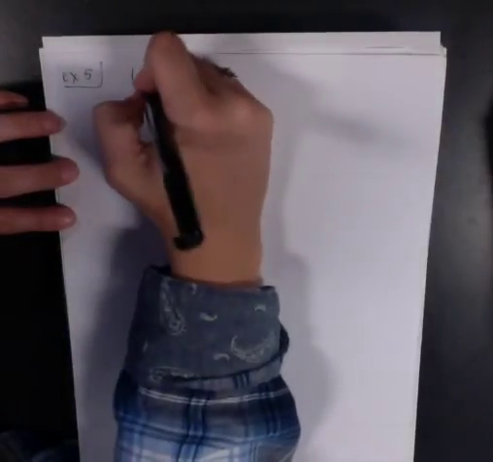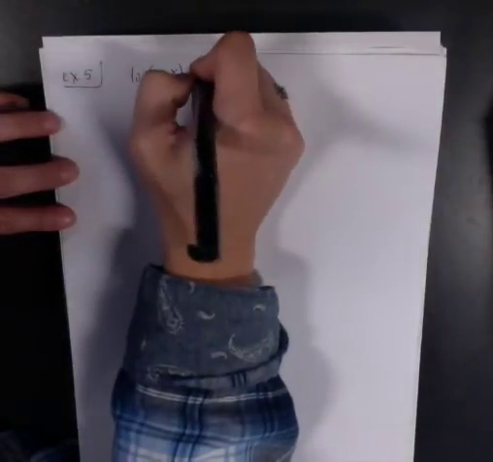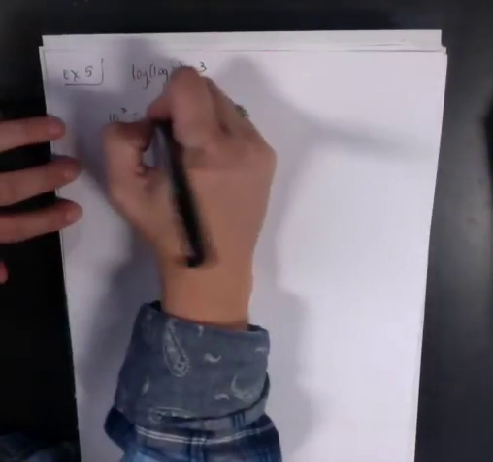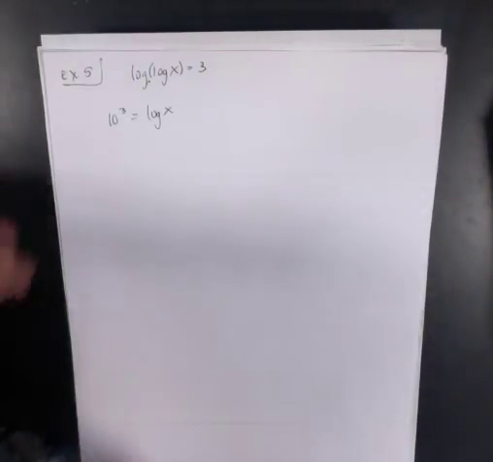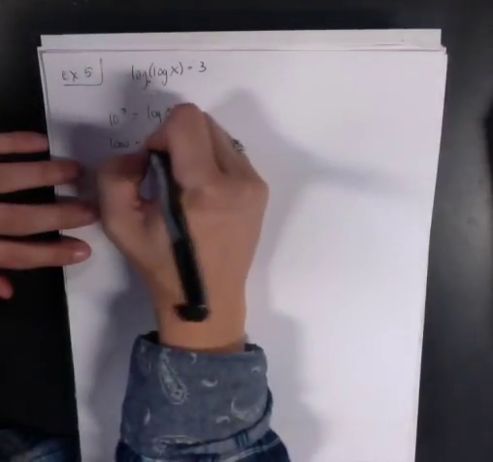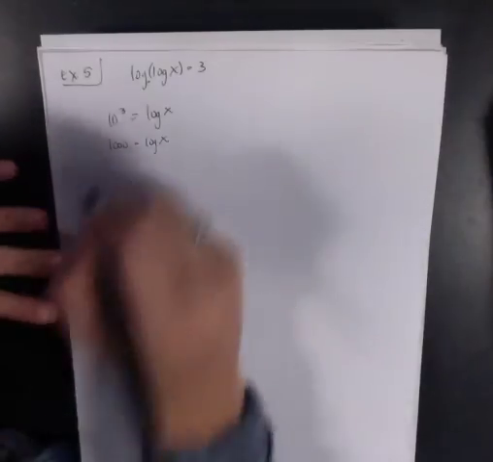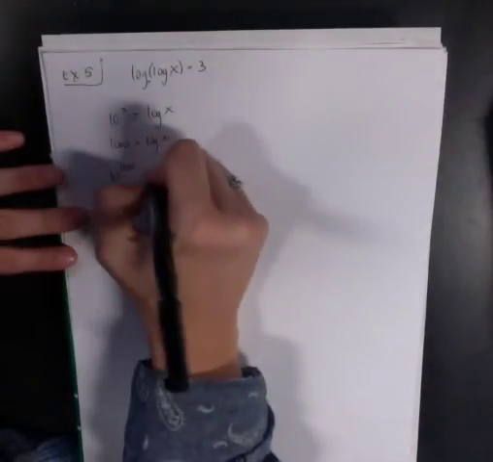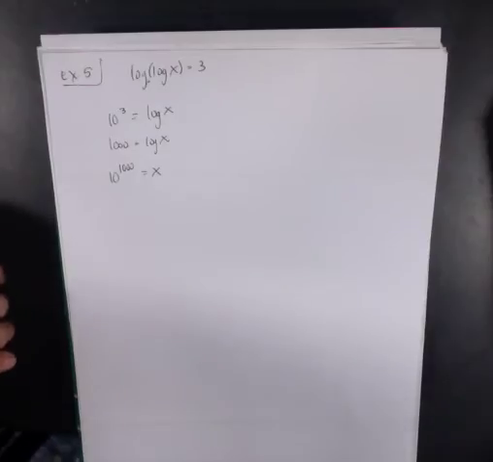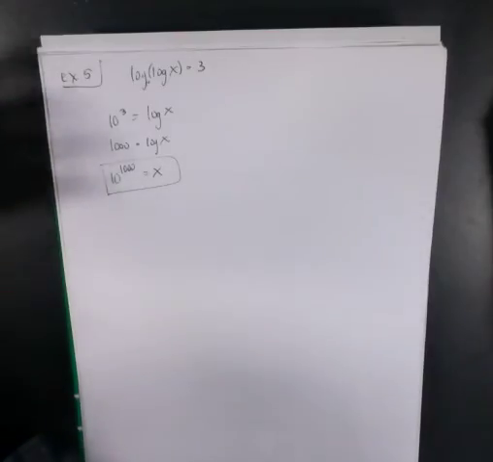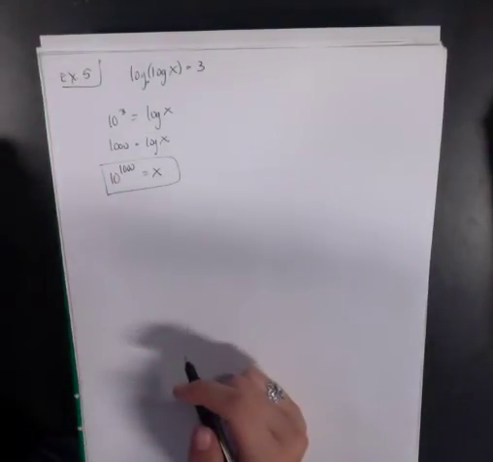We're going to solve the log of the log of x equals 3. I'm going to rewrite this in exponential form. There's still a base 10 here. So 10 cubed equals the log of x. 10 cubed is 1,000 equals the log of x. So if I rewrite this in exponential form, I get 10 to the 1,000 equals x. Now, please don't write out all those zeros. Just leave your answer like that. Save all of us a headache.